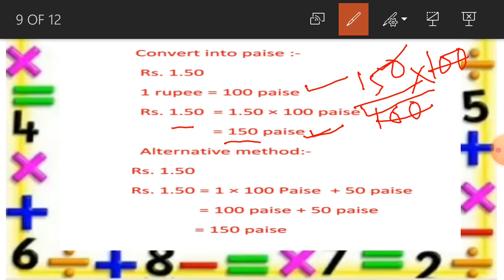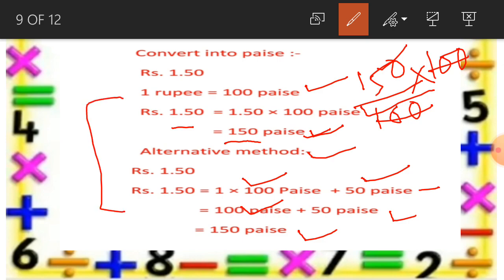Or there will be an alternative method. We multiply rupees with paisa. 1 multiply 100, plus 50 remains the same, 50 paisa. We convert only rupees into paisa. Then it will become 100 paisa plus 50 paisa is equal to 150 paisa. We can use any one method.